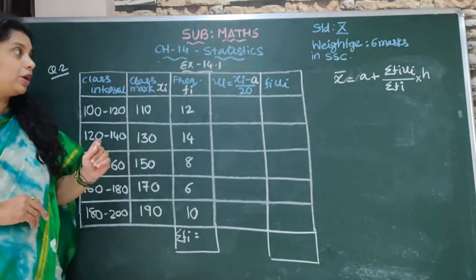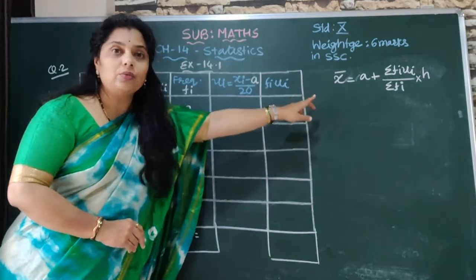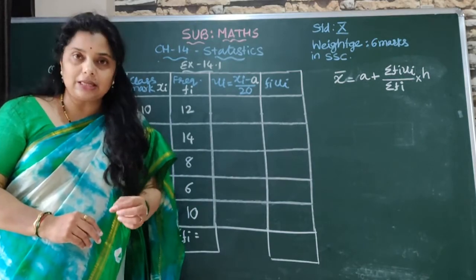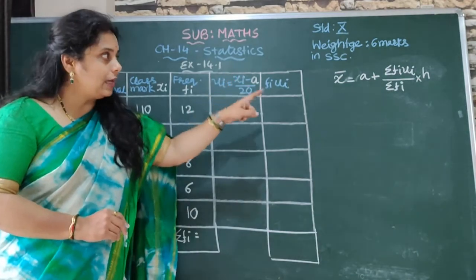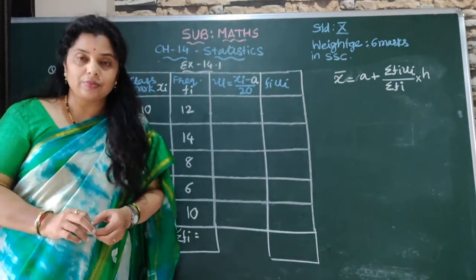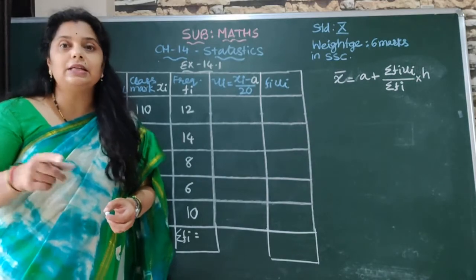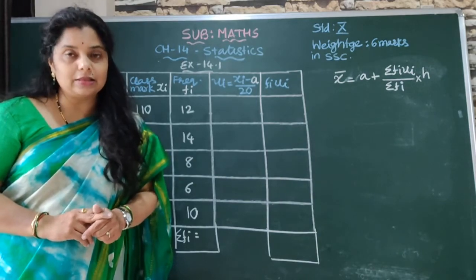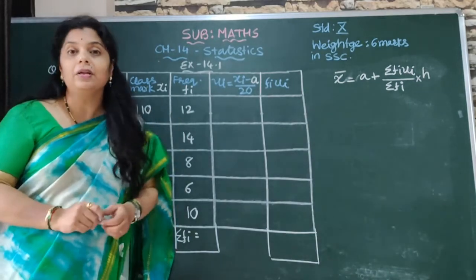And what is the formula to find the mean by the step deviation method? x bar is equal to a plus sigma fi ui by sigma fi, multiplied by h. Here a is the assumed mean; in some books capital A is used and in some it is small a. In the Gujarat board book it is given as C, in NCERT it is h. So you can write small h for the class length. Is it clear? This is the formula by which we can get the answer for this data.